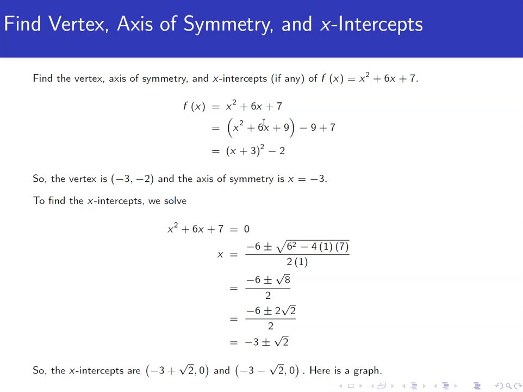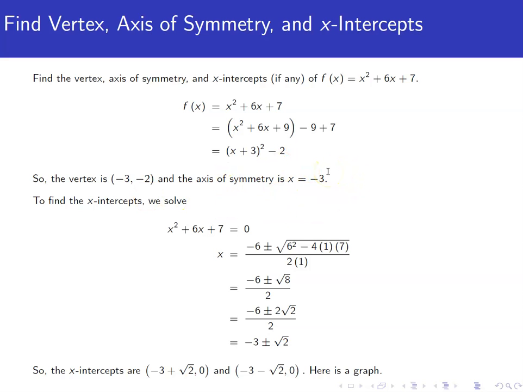Now we're ready to read off the vertex. Remember, for standard form, it's x minus h squared plus k. So this is x minus a negative 3. So the x-coordinate is negative 3. And then a minus 2 on the end means the y-coordinate is negative 2. So the vertex is negative 3, negative 2.